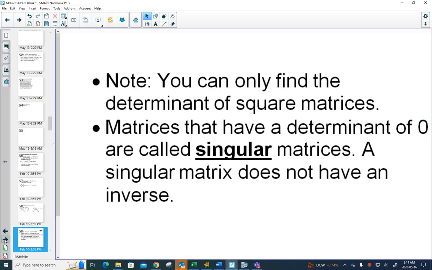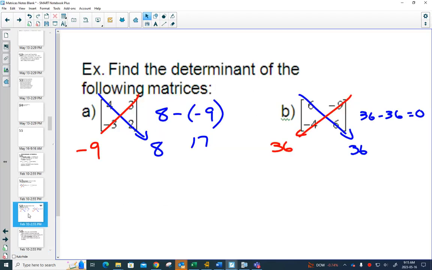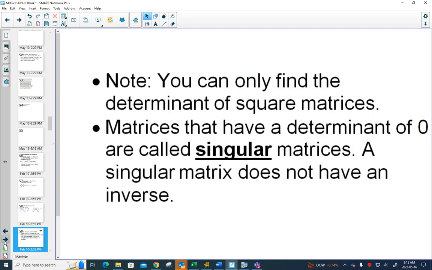Now, determinants only exist in square matrices, and we call matrices that have a determinant of 0 a singular matrix. A singular matrix does not have an inverse. So we're going to learn about inverses of matrices. This one would have an inverse. This one here would not. And we're going to find out. Again, right now we're just setting things up so we'll be able to do some solving with matrices.